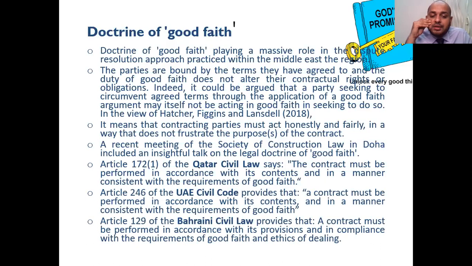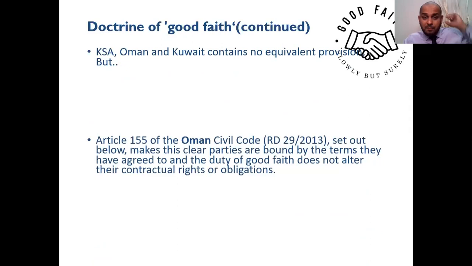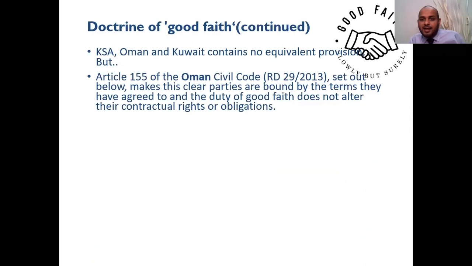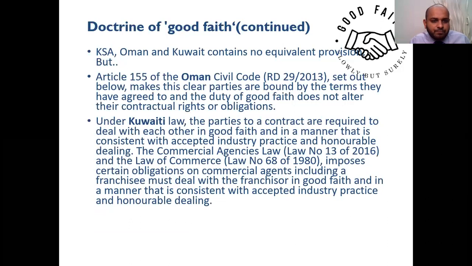Similar wording is there, but other countries like Oman and Kuwait don't have such a similar code, though their contract or law is indirectly highlighting that. Article 155 of the Oman Civil Code talks about the parties' duty to have good faith in implementing their contractual rights. Kuwait law is not that impressive, but the commercial agency law and the law of commerce say they should have a minimum level of good faith when a franchisor is involved in the contract.